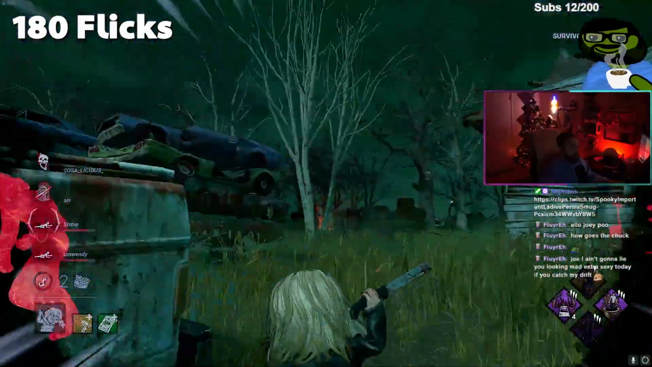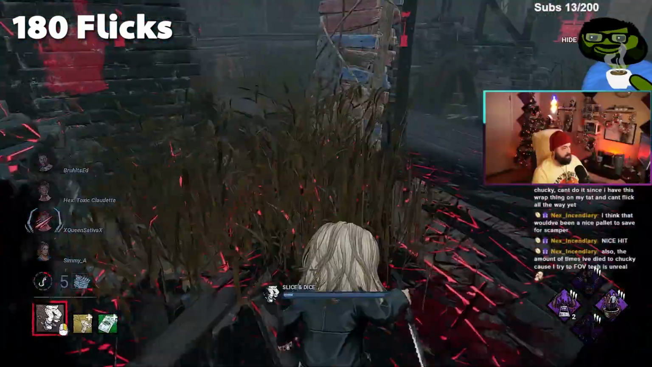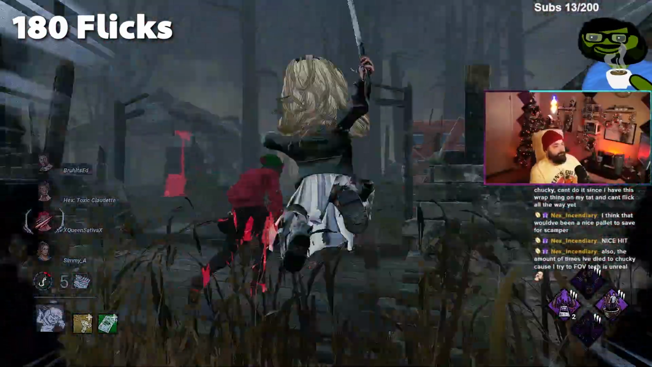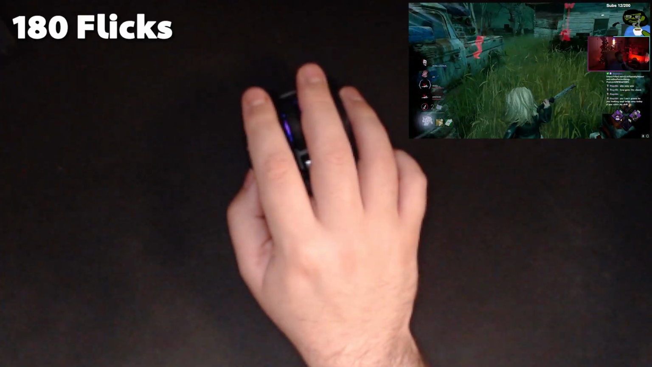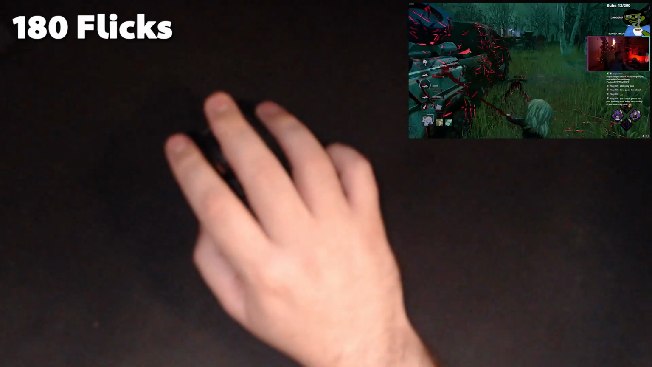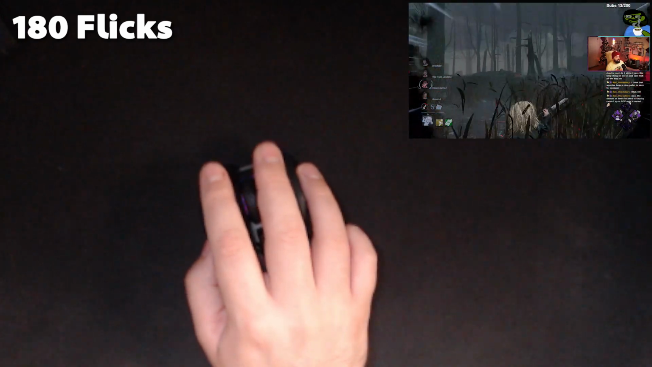The second type of 180 is around a loop. As you begin your power, look forward, and as you are about to round the corner, look up, let go of M2, and then flick to the left or right. When doing this flick, I like to go in a V pattern with my mouse.